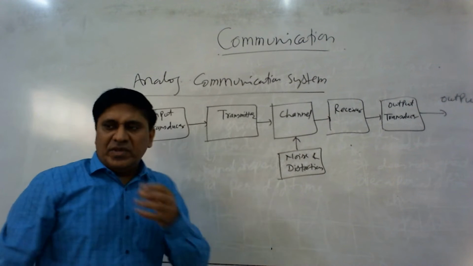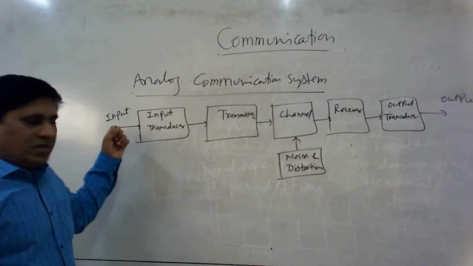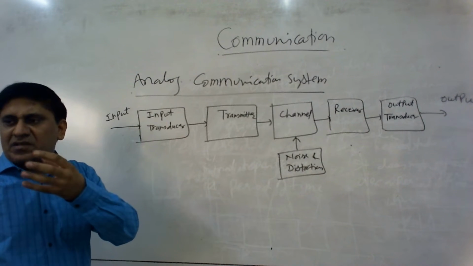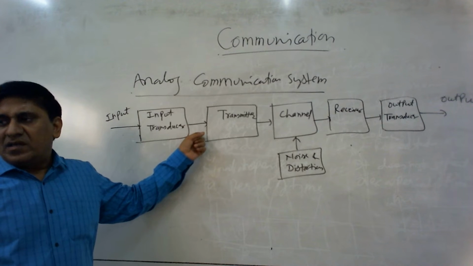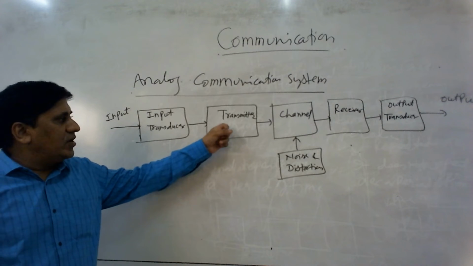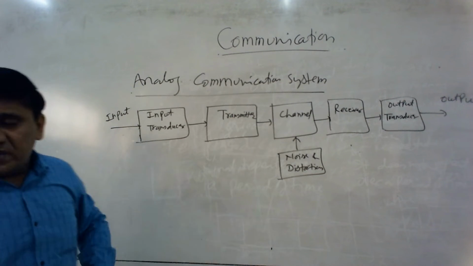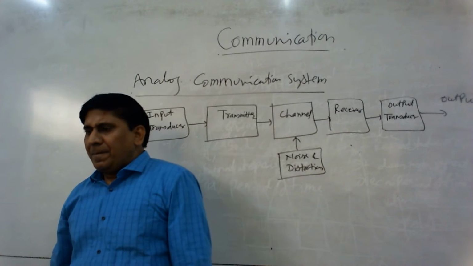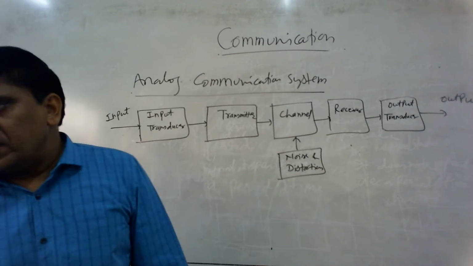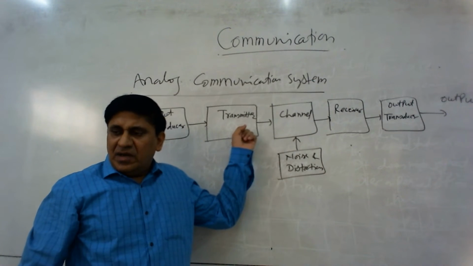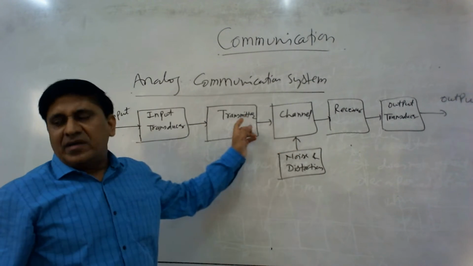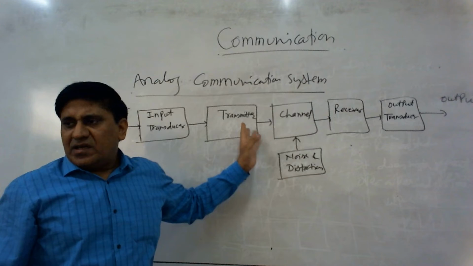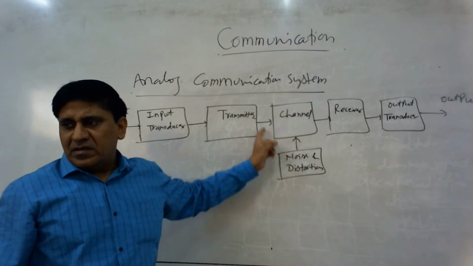If we have a voice signal, first we put it here, and this transducer converts my voice signal into an electrical signal, and this electrical signal goes to the transmitter. In the transmission section we have the modulation process. After some time we will discuss this. The transmitter also has a transmitting antenna which sends the signal to the channel.